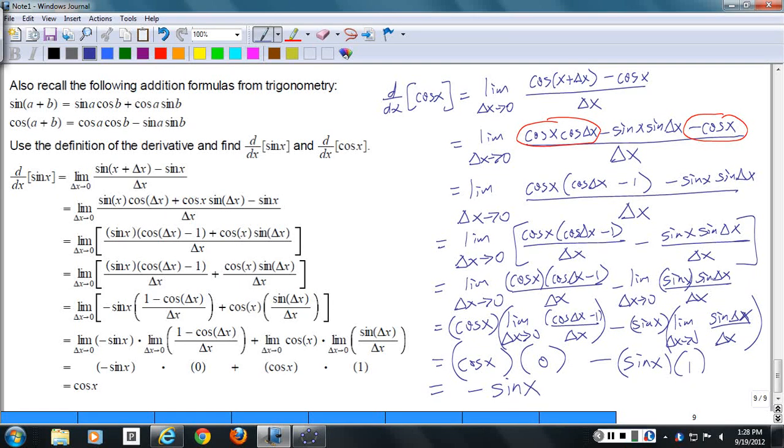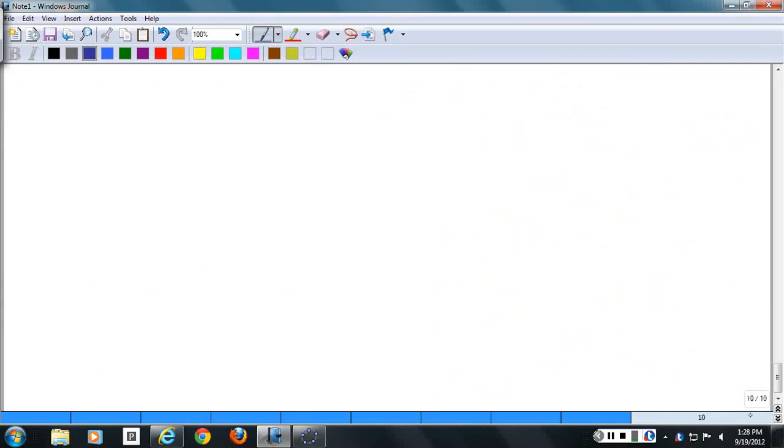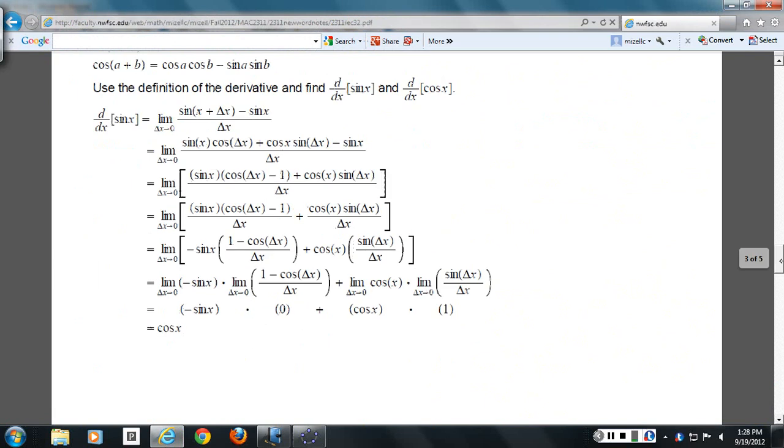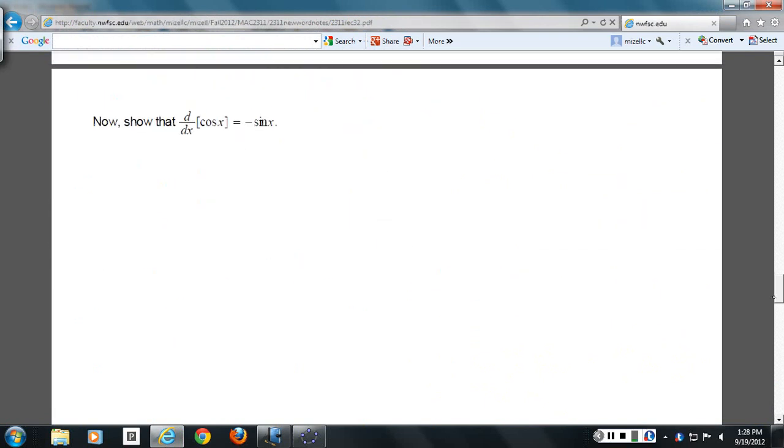So the derivative of sine x is cosine x, but going back we have to have a negative factor. Derivative of cosine x is negative sine x. Nonetheless, they have a nice relationship with each other in that regard. Okay, we just did that.